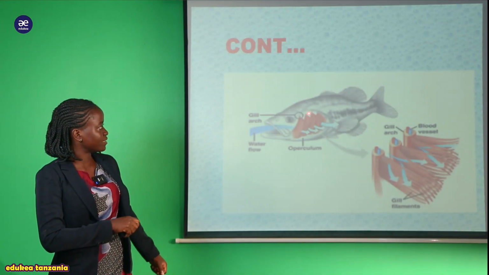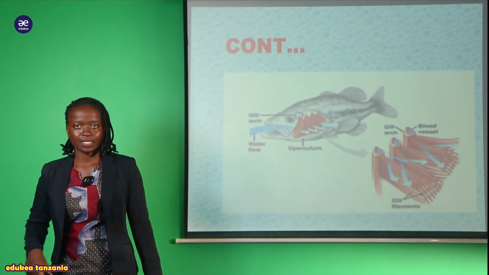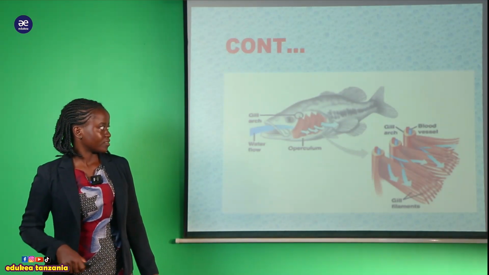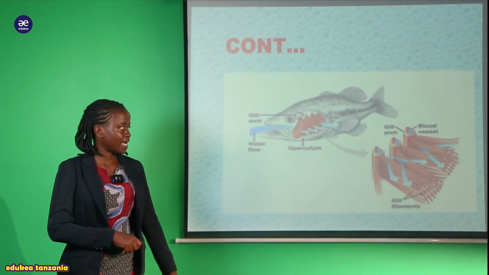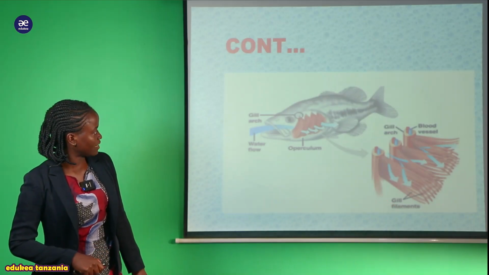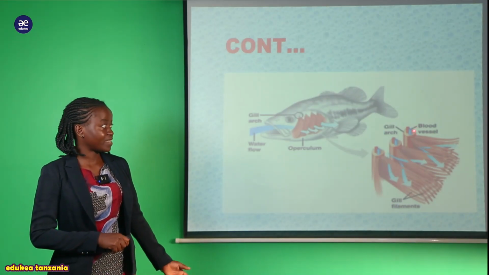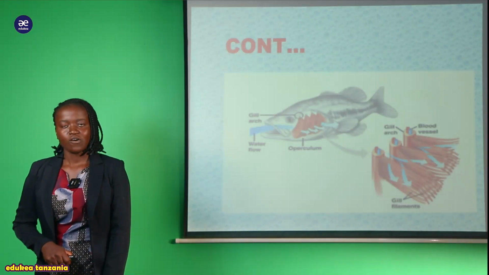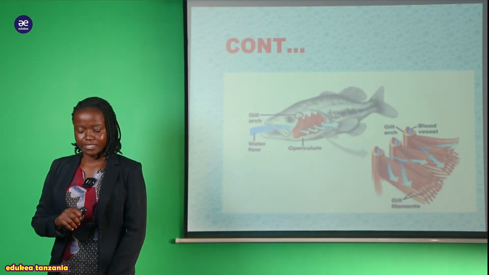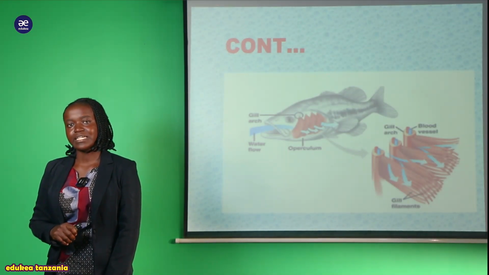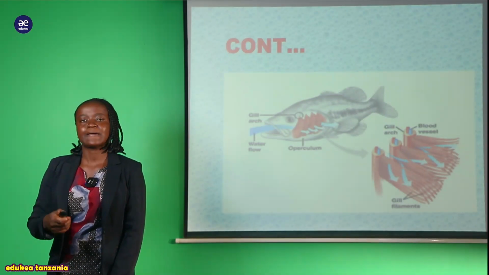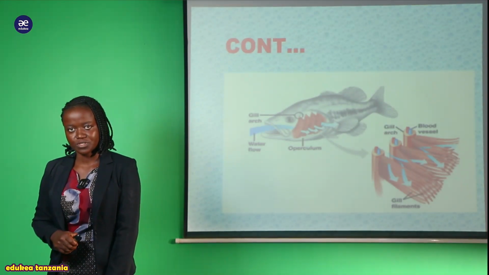So ukikata hii gill moja hapa ukaenda kuiview under microscope, ndivyo ambavyo inaweza ukaiona in this way. This one is the gill arc. We have these gill filaments, and now we have the blood vessel. And remember, we have said that one of the features of the respiratory surface is that it should be supplied with blood vessels.